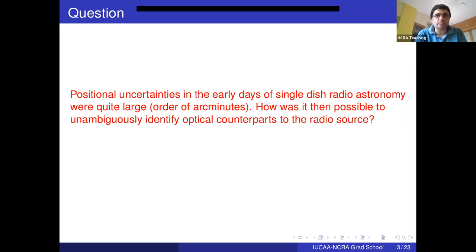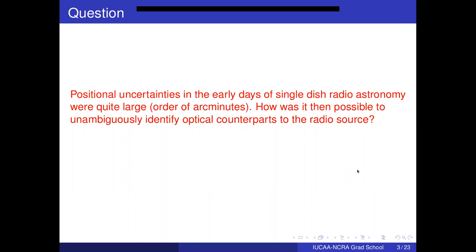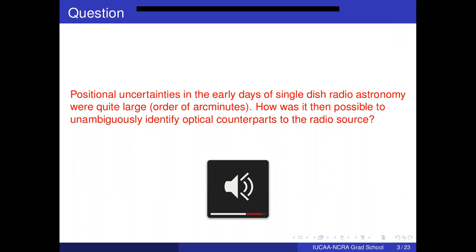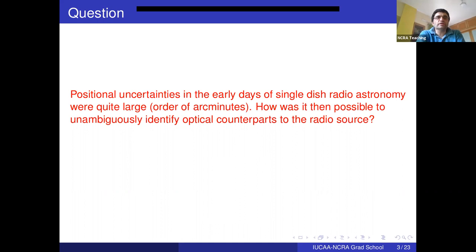Question is, how was it then possible to unambiguously identify optical counterparts to the radio source? Any thoughts? Sir, by observing the same patch of sky with optical telescopes? Yes, but the problem with large positional uncertainty is, suppose your positional uncertainty is a few arc minutes. Then there may be 5 or 10 galaxies within a few arc minutes of your position. So you don't know which is the optical counterpart. That is the problem. So we have to identify it unambiguously. How to do that?